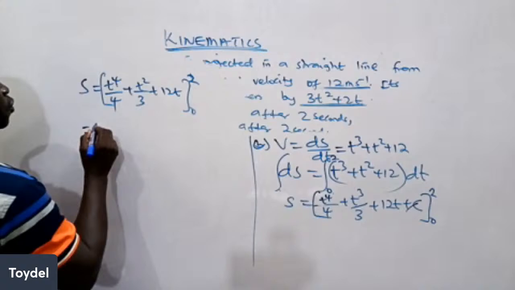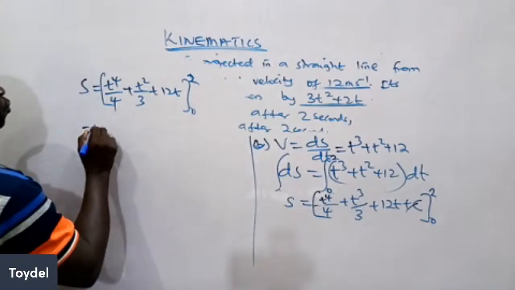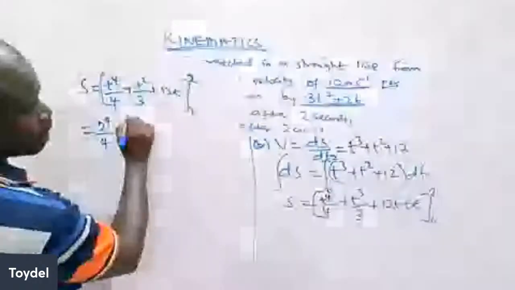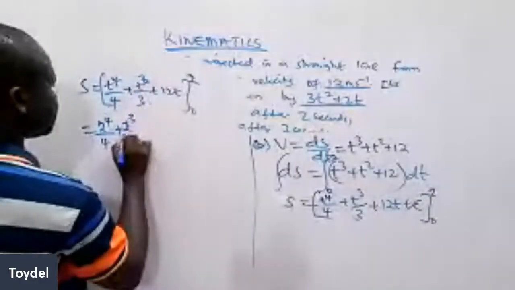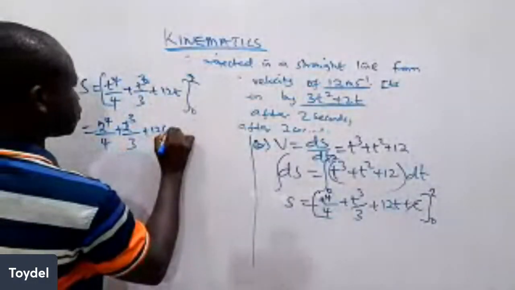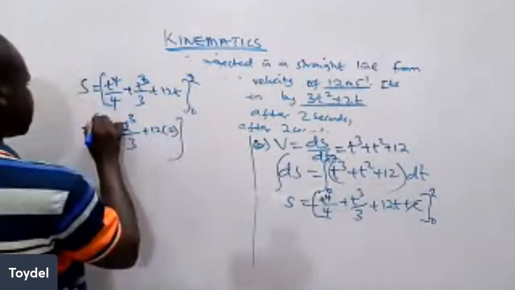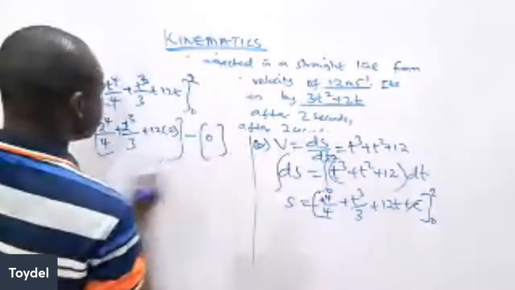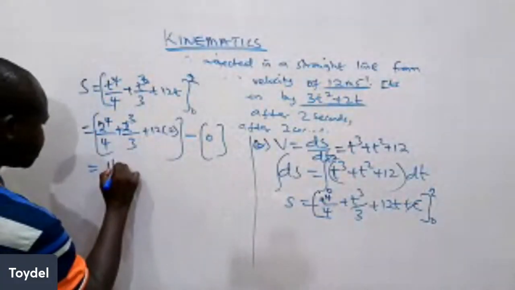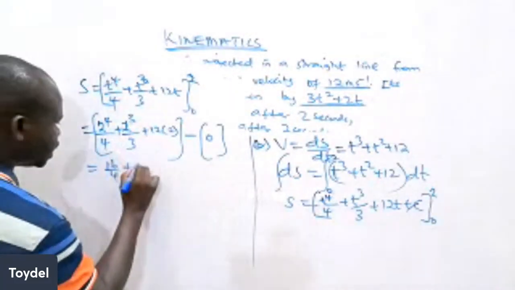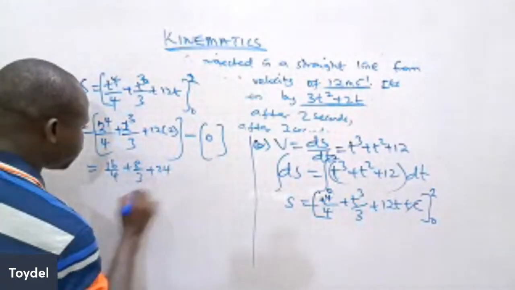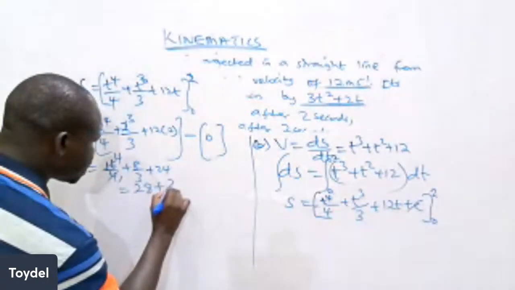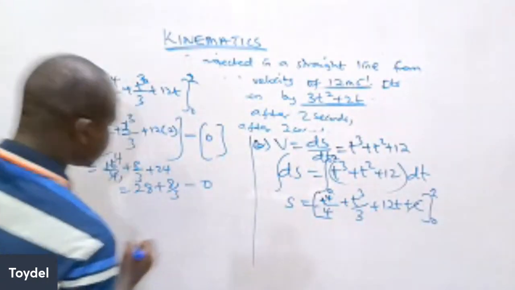When t is equal to 2, we have 2 raised to the power 4 all over 4, plus 2 raised to the power 3 all over 3, plus 12 into bracket 2. That's what we have for the upper limit. Then for the lower limit, everything has t, so it will be 0. We don't bother ourselves with that. Here will be 16 all over 4 plus 8 all over 3 plus 24. So I'm going to have 28 plus 8 all over 3 minus 0.